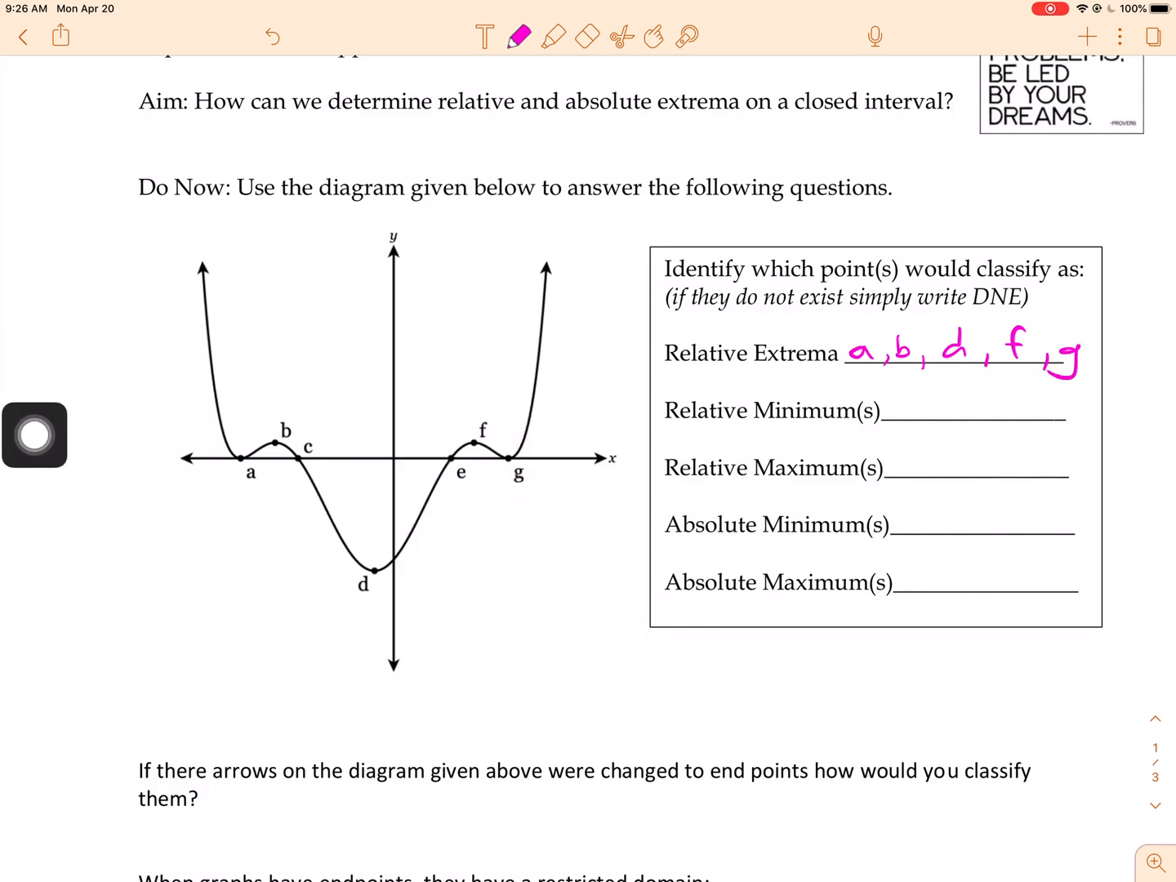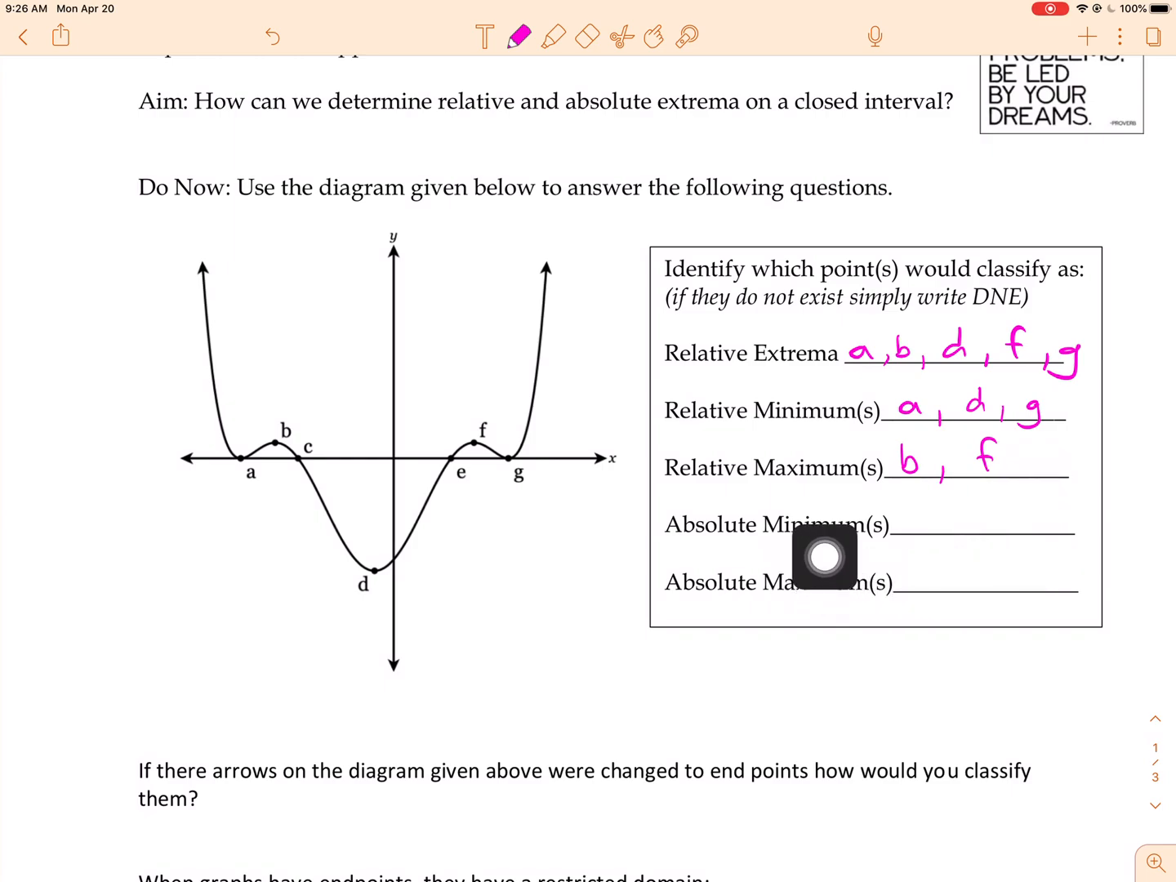Which one of those are minimums? A, D, and G. Which ones are maximums? Maximums, B and F, okay? And that makes sense because there are 5 total, 3 are minimums, 2 are maximums.